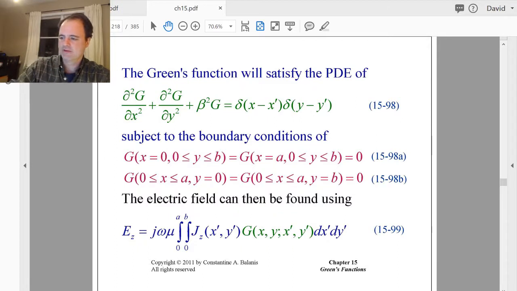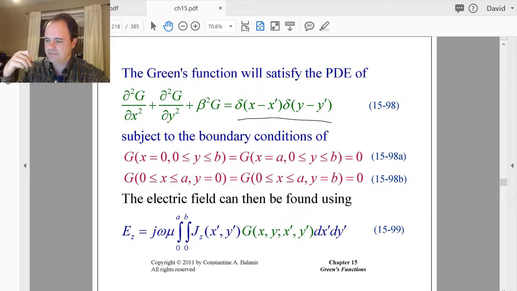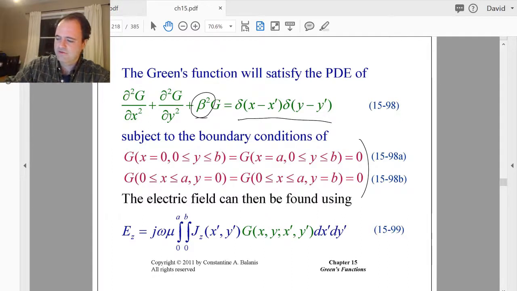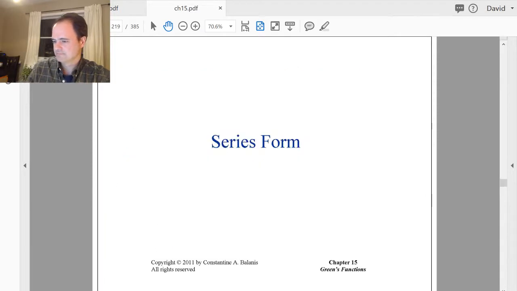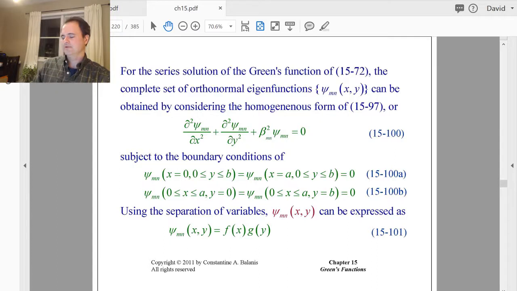We're replacing the j sub z term on the right-hand side with delta functions. But now we have this being lambda, beta squared. G, of course, satisfies the same boundary conditions. And then once we know G, we can figure out what E is. Okay, so let's find G. Series form.